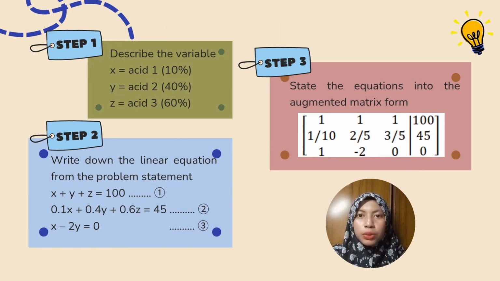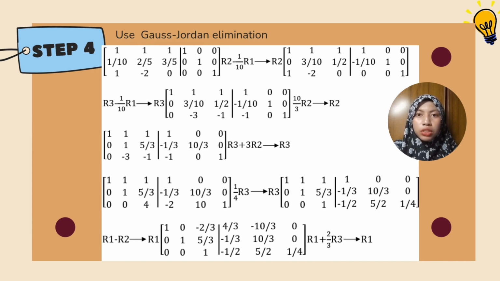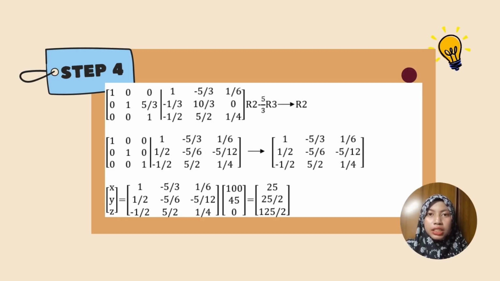For step 1, we need to describe the variables. Step 2, write down the linear equations from the problem statement. Step 3, state the equations in augmented matrix form as shown above. Next, step 4, by using Gauss-Jordan elimination, we perform row operations to reduce matrix A to the identity matrix, where matrix A becomes the identity and the identity becomes the inverse of matrix A. So the final answer is X equals 25, Y equals 25/2, and Z equals 125/2.